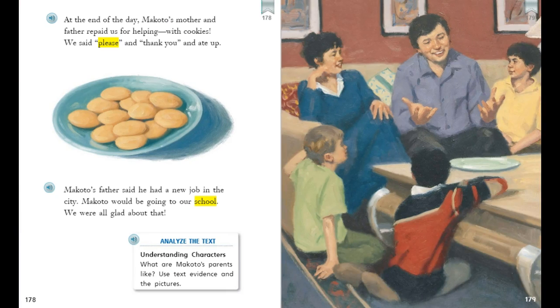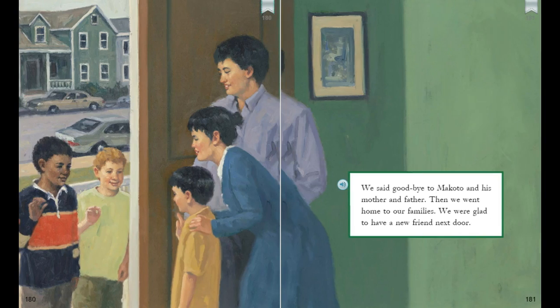Why do Makoto's parents give the boys cookies? How do you know that Martin and the narrator are polite? Analyze the text, understanding characters. What are Makoto's parents like? Use text evidence and the pictures. What was the main reason the author wrote this story?